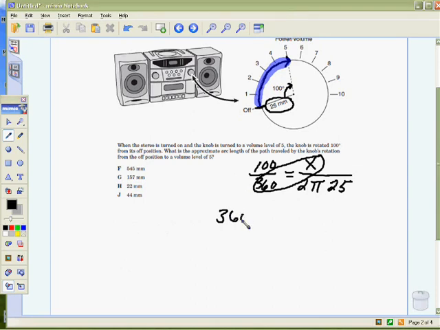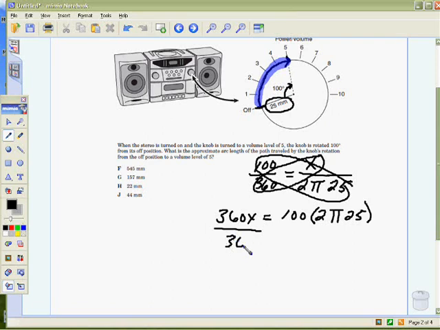360 times x equals 100 times all of this, 2 pi times 25. And since I'm solving for x, I'm going to divide by 360. That goes away. Divide by 360.